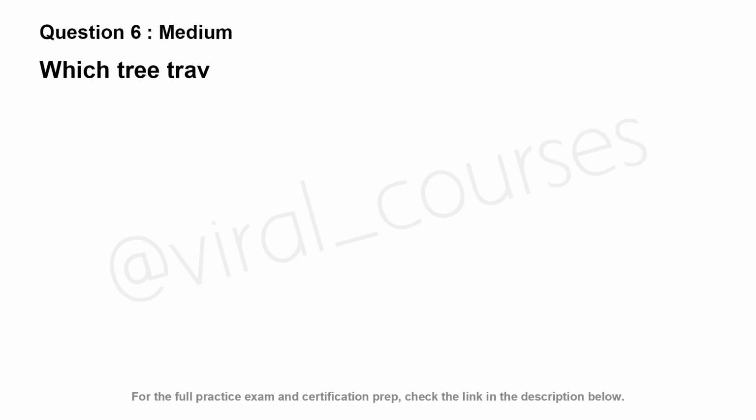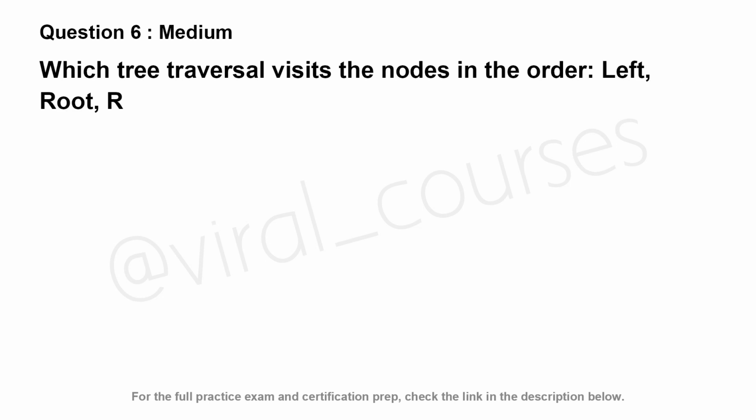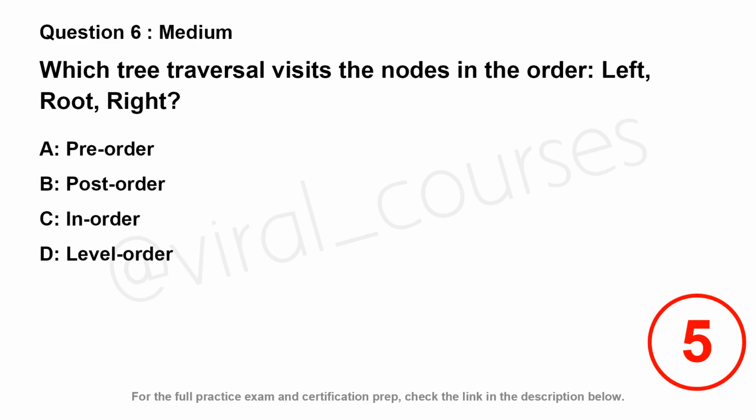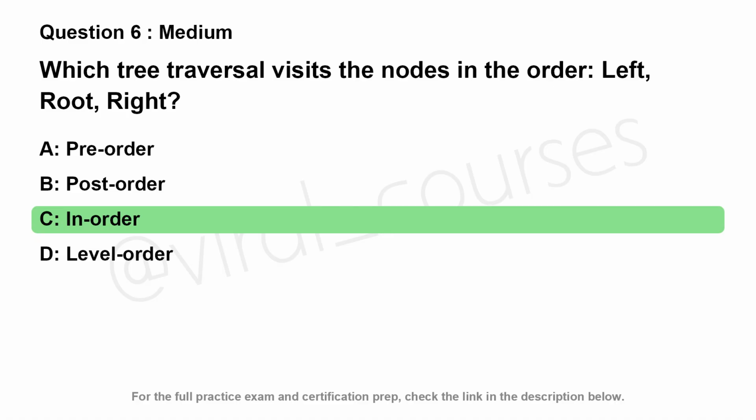Which tree traversal visits the nodes in the order left, root, right? Option A, pre-order. Option B, post-order. Option C, in-order. Option D, level order. The correct answer is C.